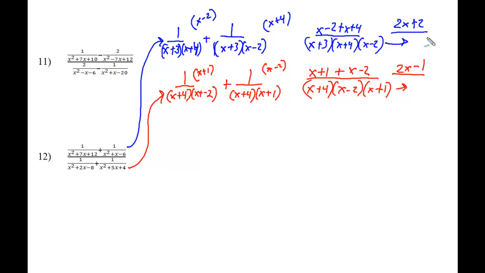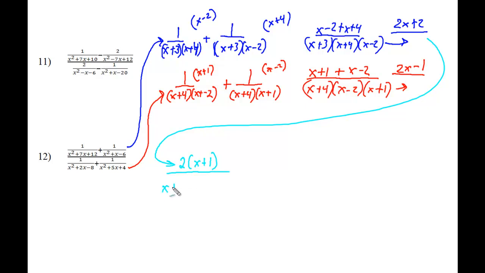So this is going to be on the first thing I write over here. Whoops, sorry, light blue, didn't mean green. So this is going to be 2 times x plus 1, just in case, over x plus 3, x plus 4, x minus 2, times the other fraction, which is going to get flipped here, so this is x plus 4. See what's going to happen. X minus 2, and then x plus 1, all over 2x minus 1.